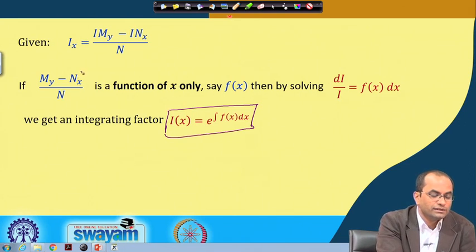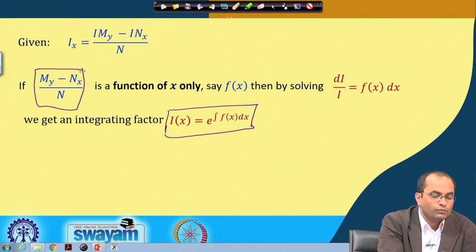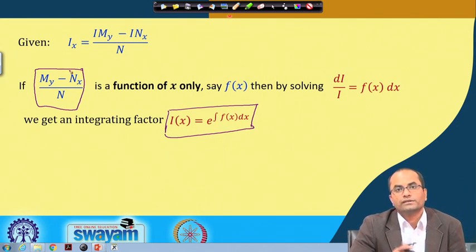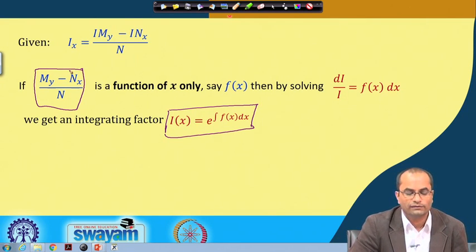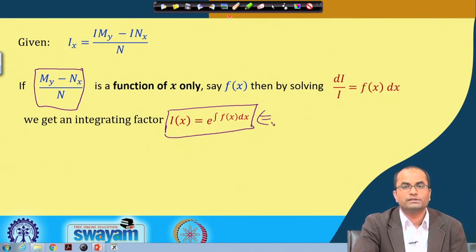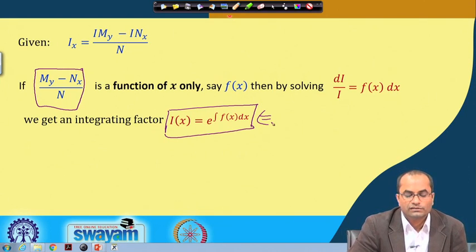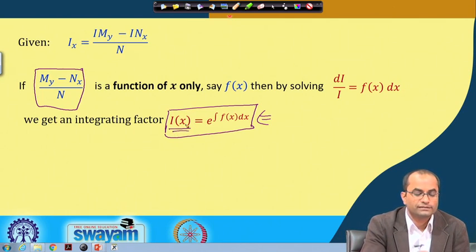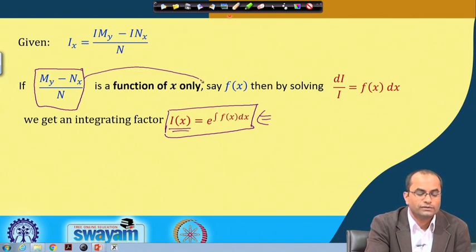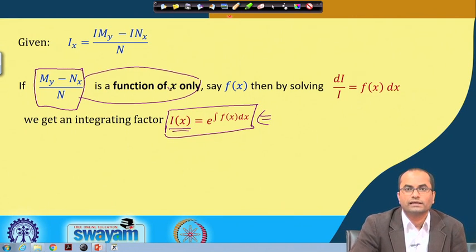So, what is the condition? We have to check this (M_y minus N_x) over N. If this is a function of x alone, then we can write that this will be the integrating factor e to the power integral f(x) dx, because as per the construction we have seen through the necessary and sufficient condition, if you multiply the given differential equation by this I(x), in this case when this is a function of x only, then this will serve as the integrating factor.